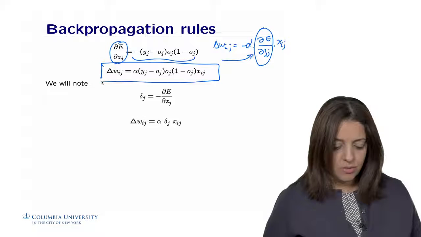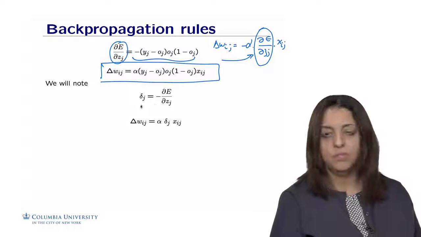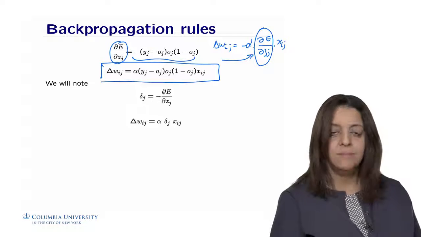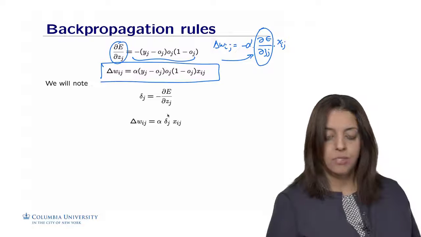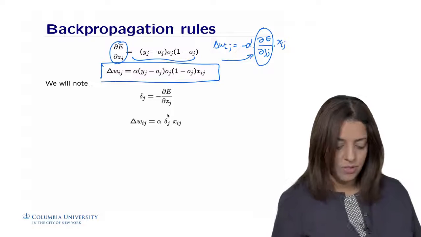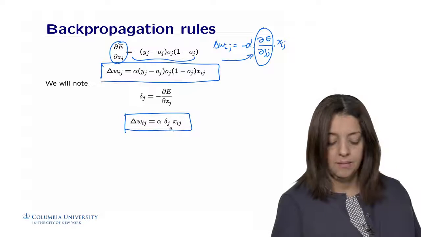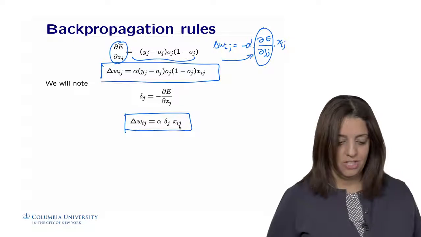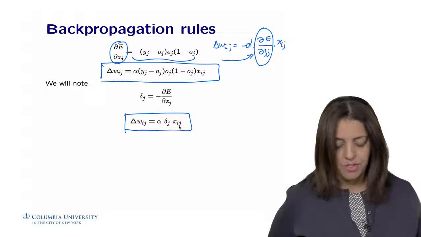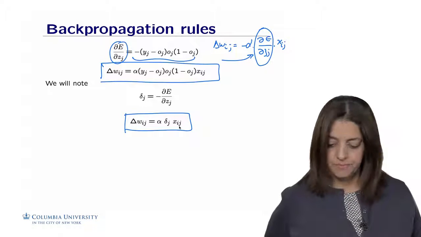Okay, so I'm going to note in the following delta j, which is the error for the neuron j, as minus the derivative of E with respect to zj. So in this case, we're going to write delta wij in a simpler way as alpha times delta j times xij. This was for the first case, where the neuron j is actually the output neuron.